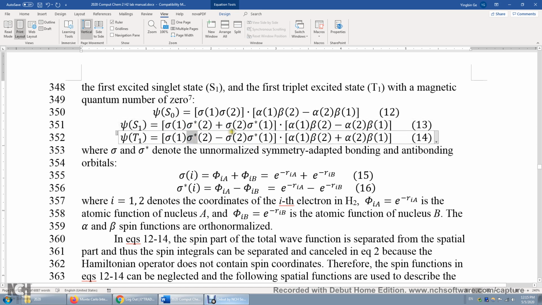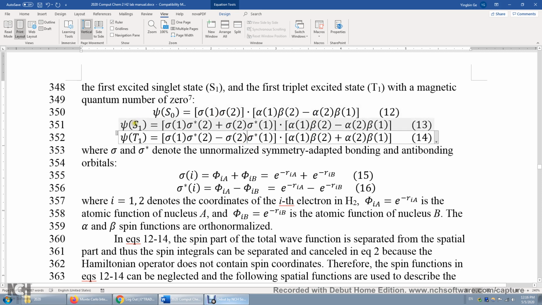This is because one electron is in the sigma orbital, the other is in the sigma star. But which one is in the sigma? Which one is in the sigma star? We don't know. We don't care because these 2 electrons are indistinguishable. So by looking at this symmetrical function, both electrons are occupying the sigma and the sigma star simultaneously. Same here, both electrons are occupying sigma and sigma star simultaneously.